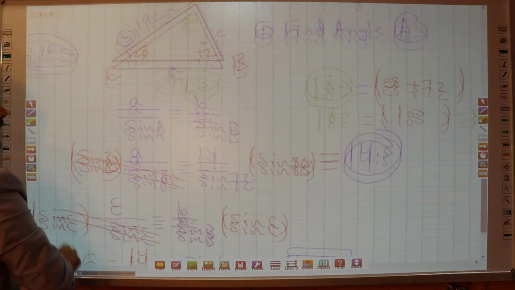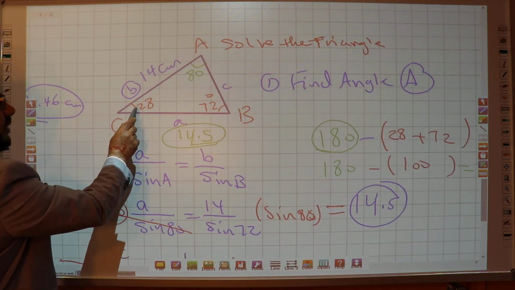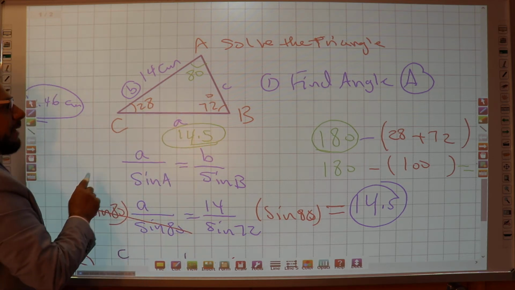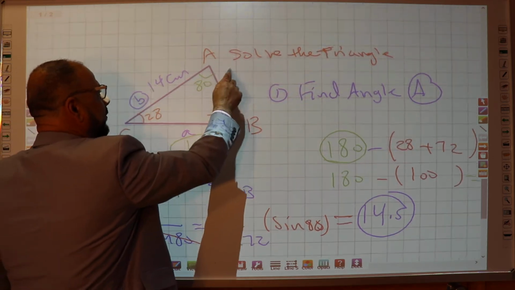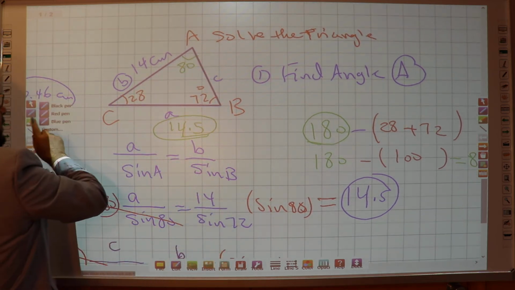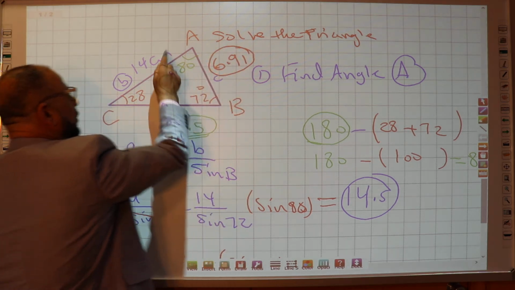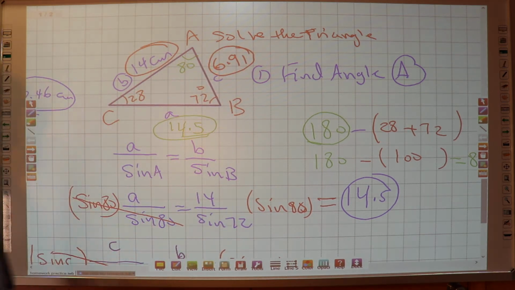Why? Because the shortest side has to be opposite to the smallest angle. Then what you said, 6.91? 6.91. Okay, this side known, and this side known.